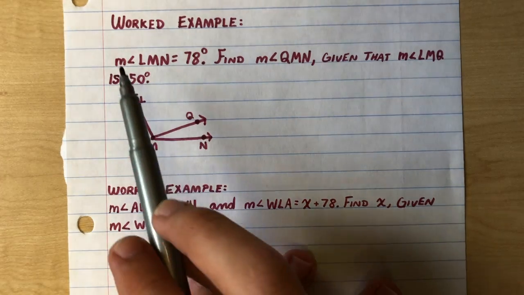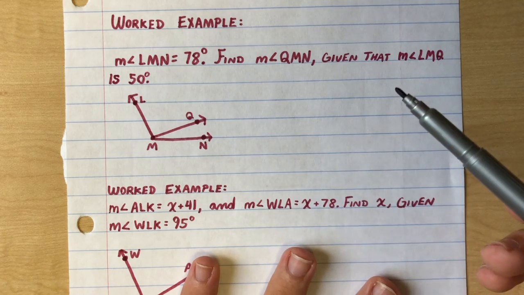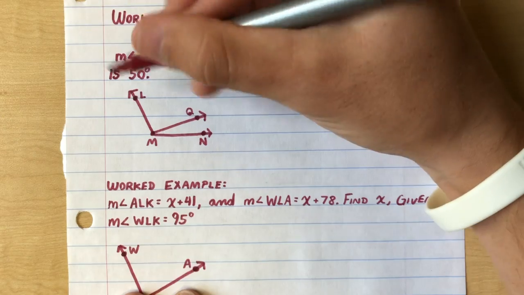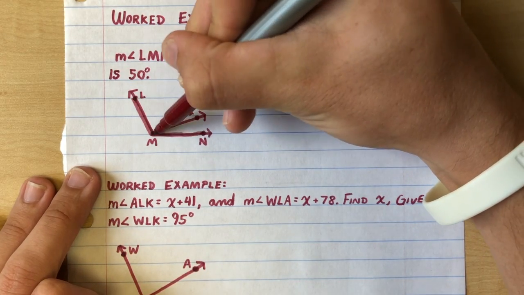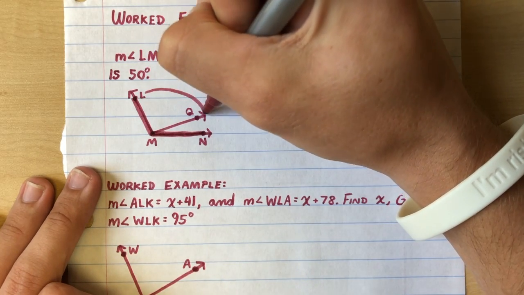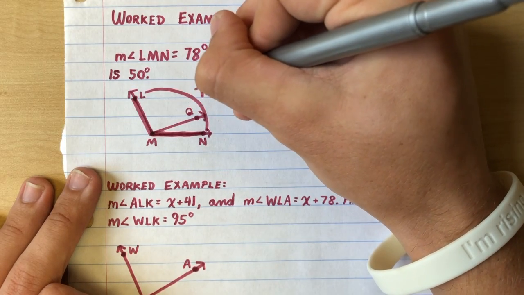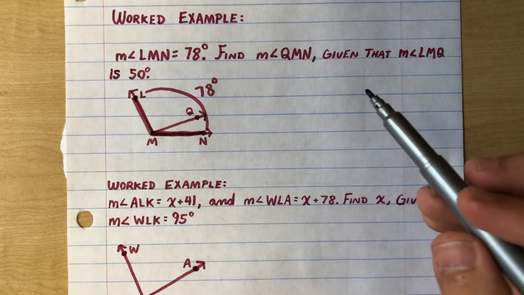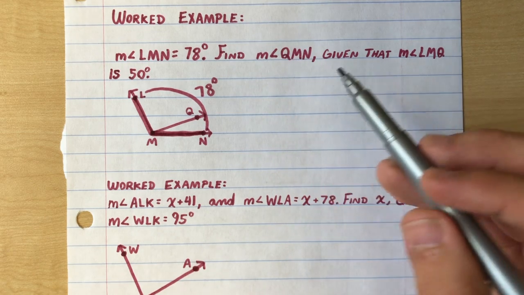So first, you got to know that if it's the measure of angle LMN, well, where is angle LMN? Again, you're just following the points. So angle LMN is this big one, I guess, right here. The whole, so we know now the whole thing, this large arc right there, is 78 degrees because it tells you. All right. Then it breaks it down even farther. It wants to know QMN. So it says find that.